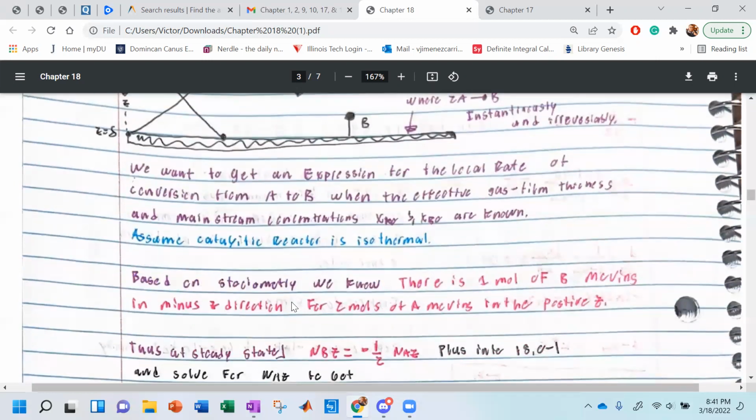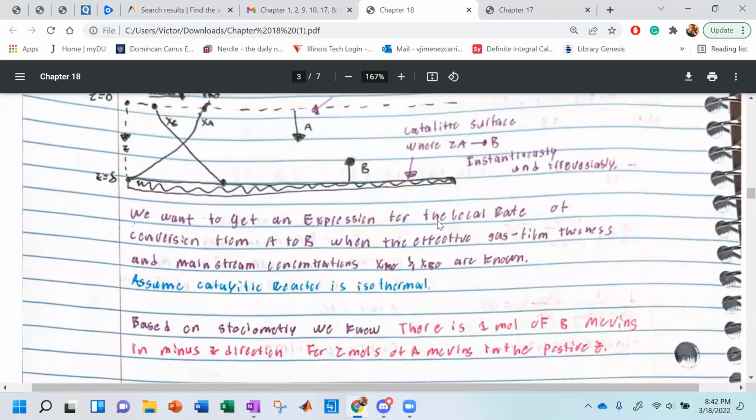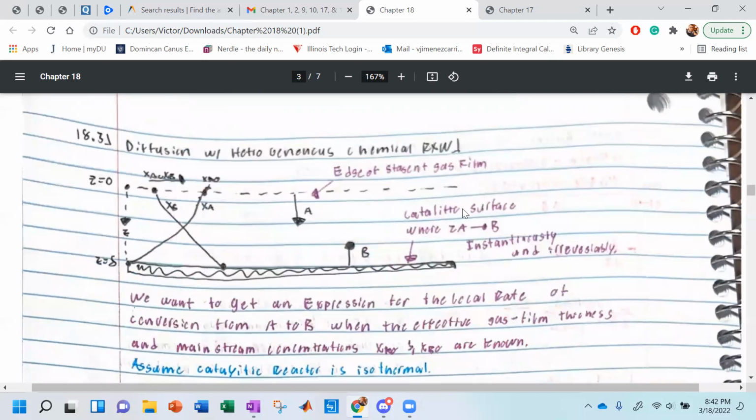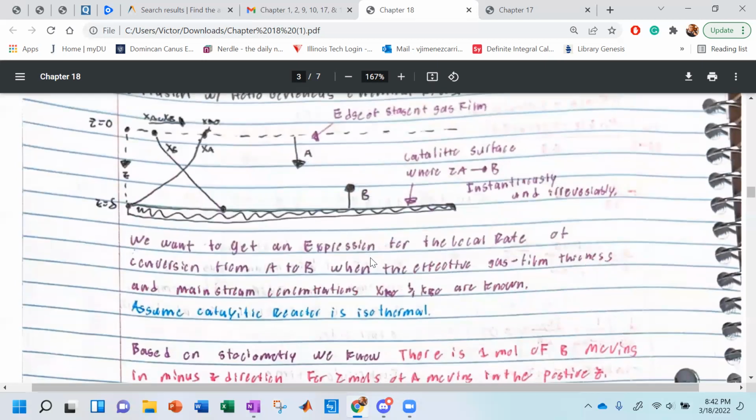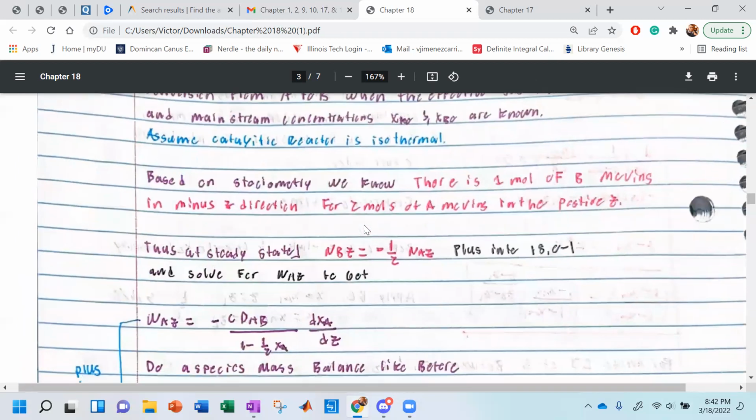So there's a couple things we can do. We need to get rid of that NBZ term. First thing you want to do in most problems is get rid of that. So you can go to this equation that they're giving you, 2A yields B, and you'll realize that based on stoichiometry, we know that if 1 mole of B is moving in the minus Z direction, in other words, coming backwards, then you're going to have 2 moles of A moving in the positive Z direction, which makes logical sense if you just look at this equation right here. 2 moles of A are going this way, 1 mole of B is going that way. With that said, you can now say, at the stationary state, NBZ is equal to negative 1/2 NAZ.